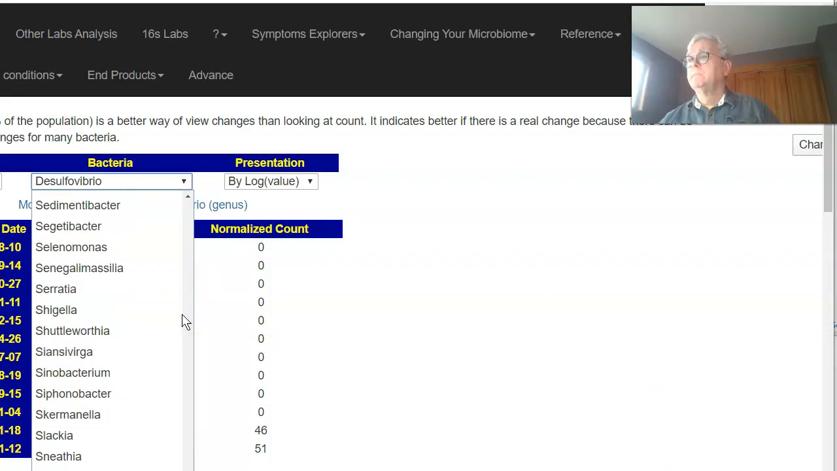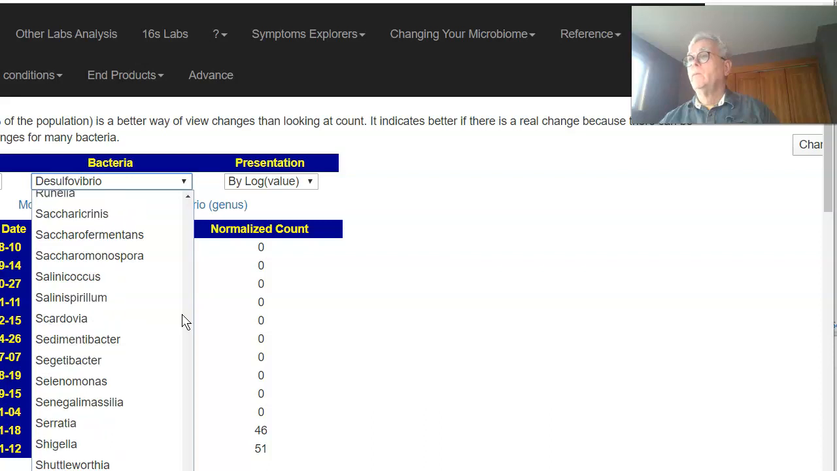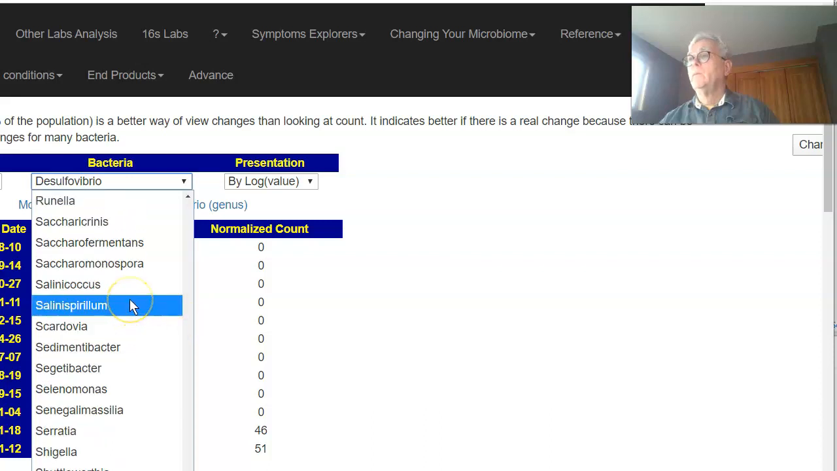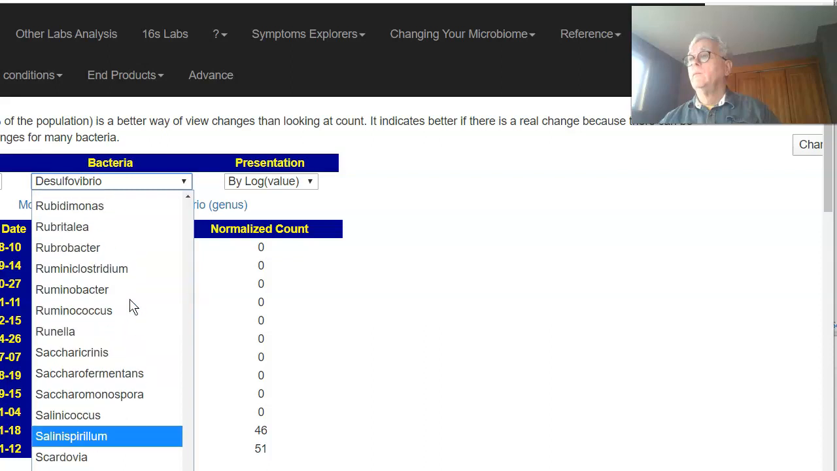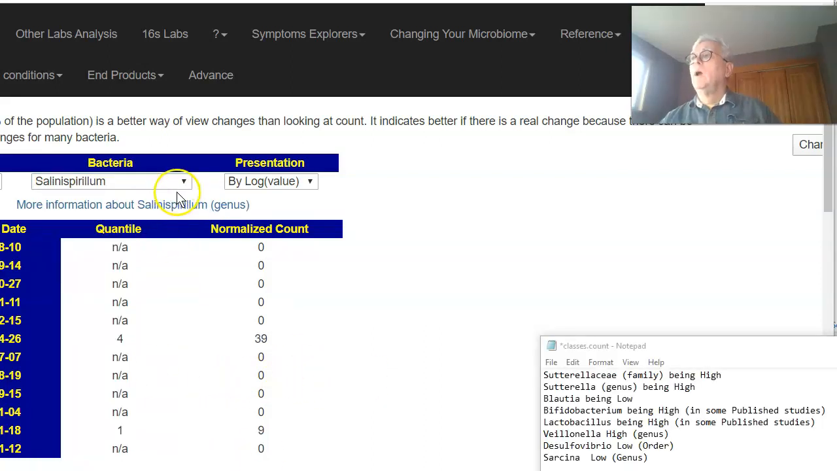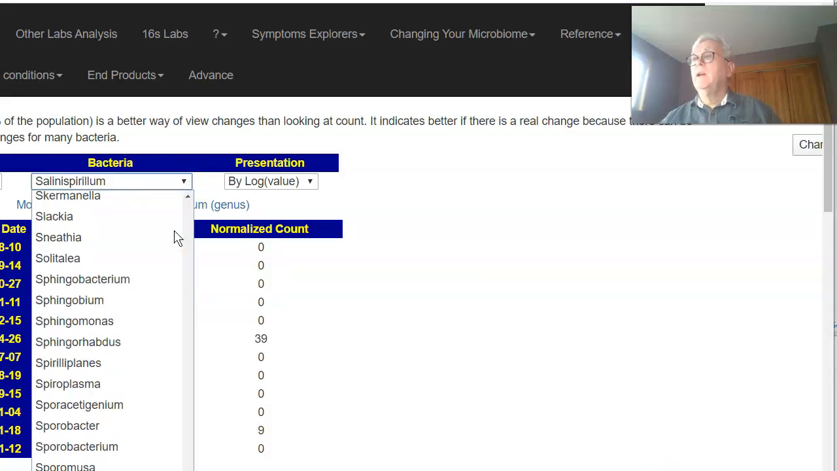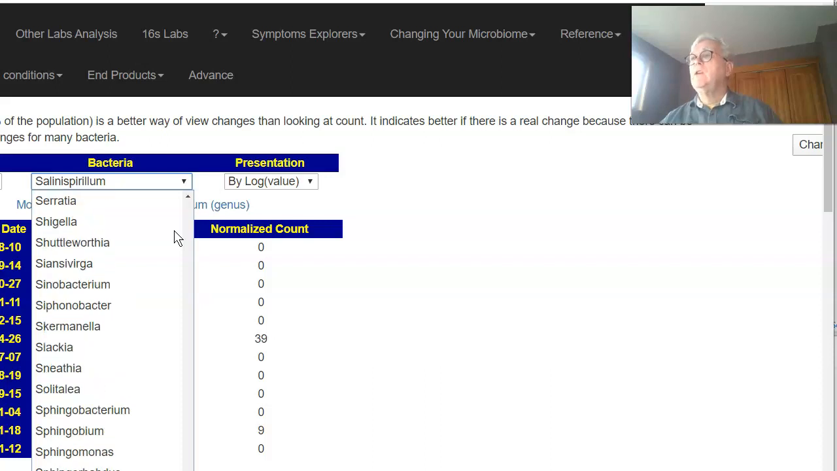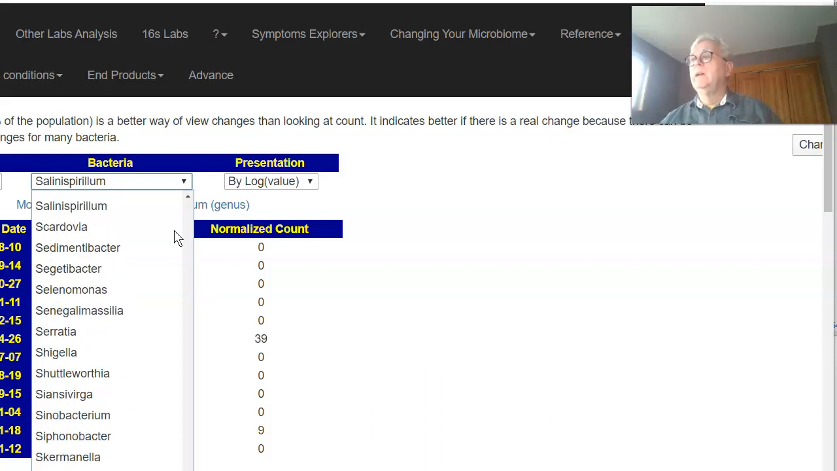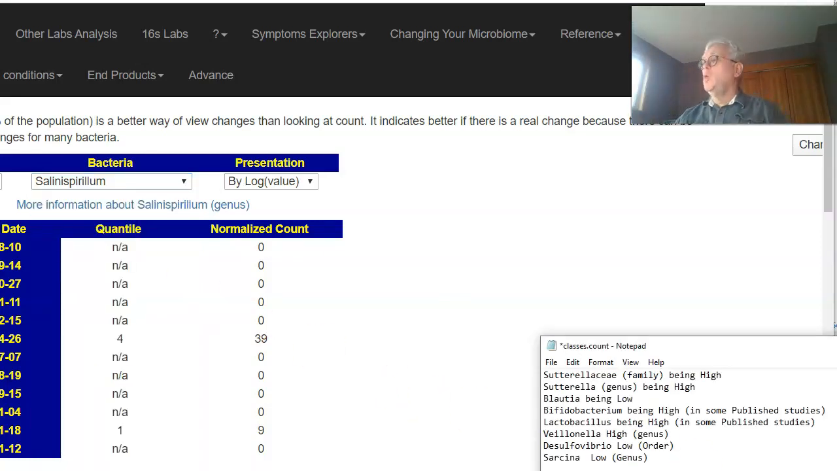And the last one is Sarcina. And for Sarcina, we discovered something. We don't have a single report of this bacteria in 12 samples. So it would appear to be in absolute agreement with being low.